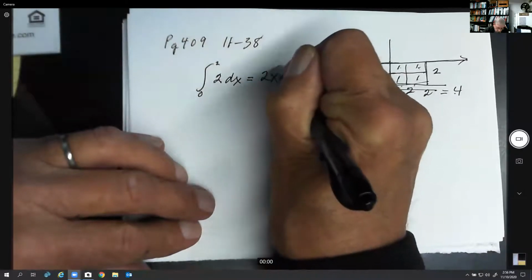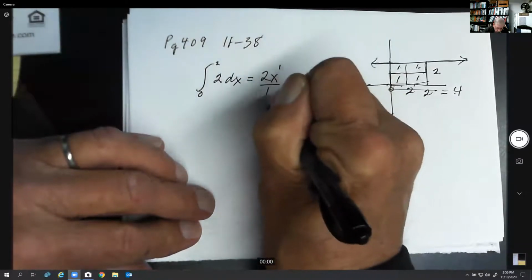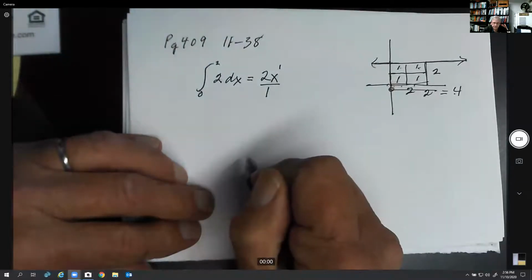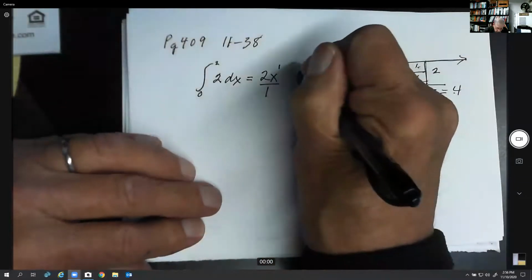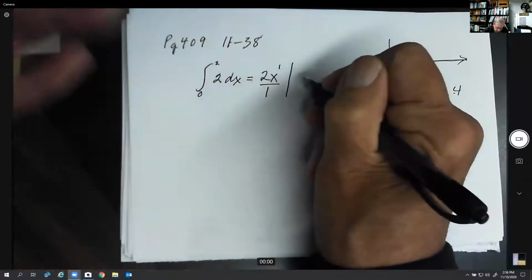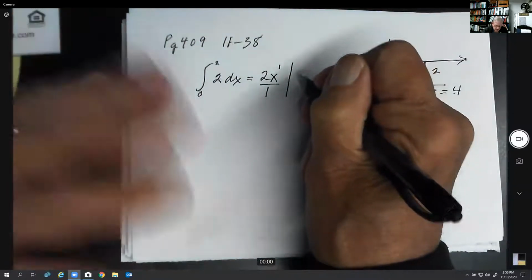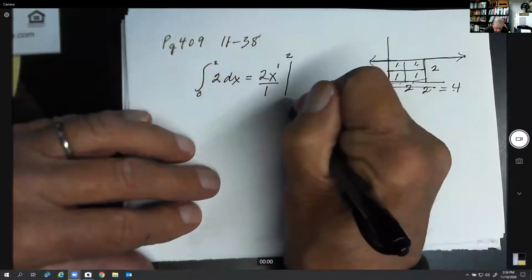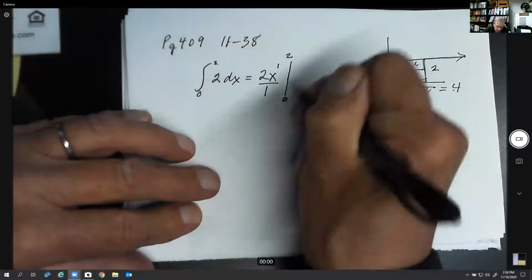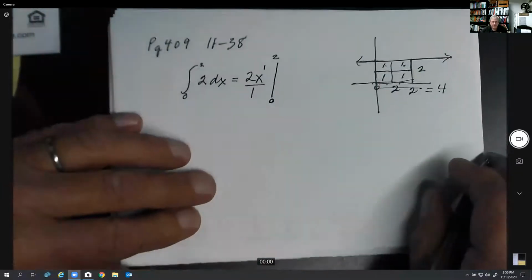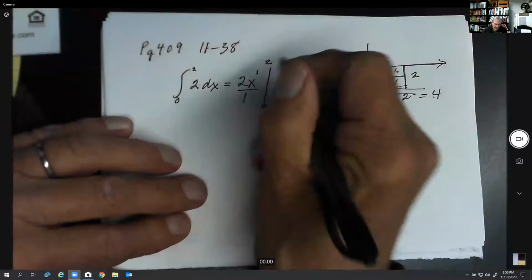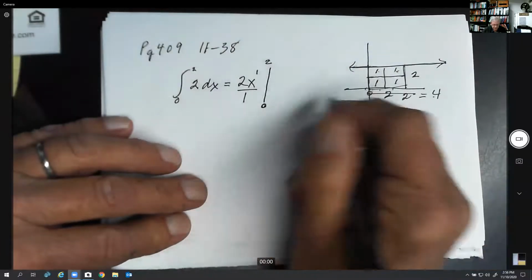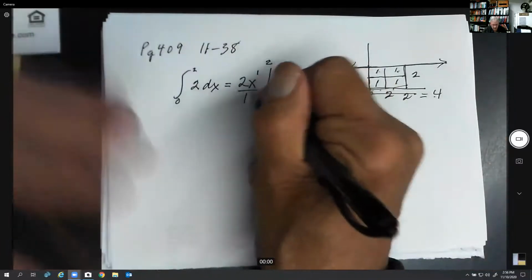2x to the 1 over 1 from, and we want to show, and different people have different ways of showing this. I write it like this. We always start with the small number, from 0 to 2. And then we want to maybe simplify this. We don't want all those ones.